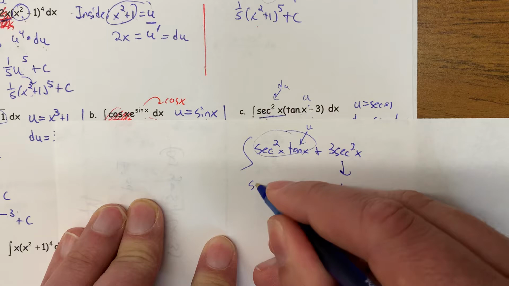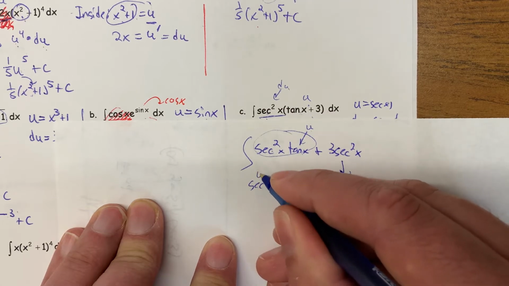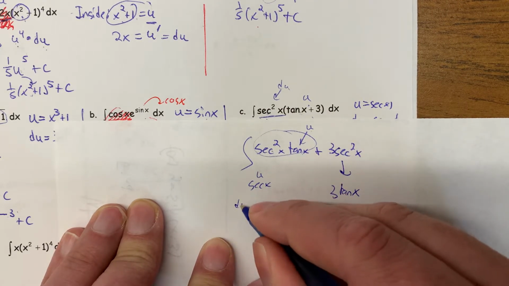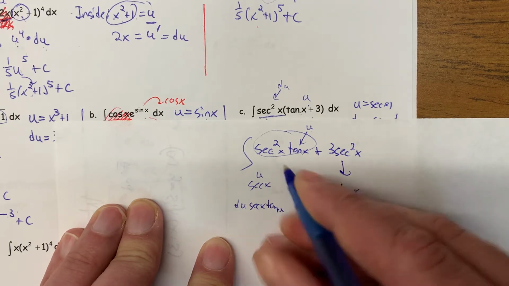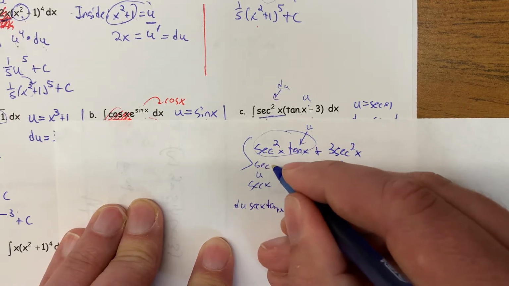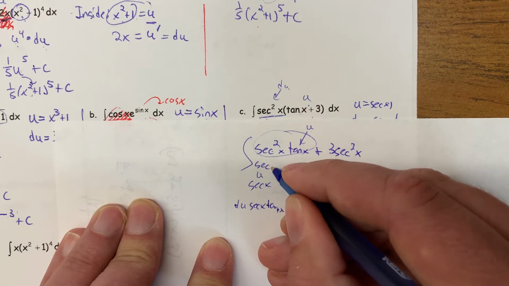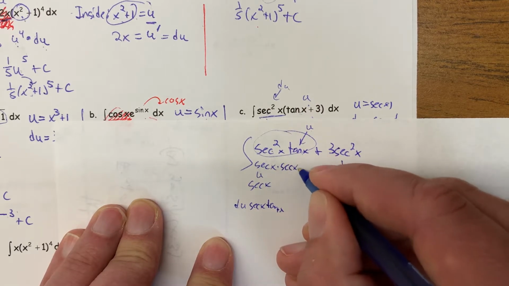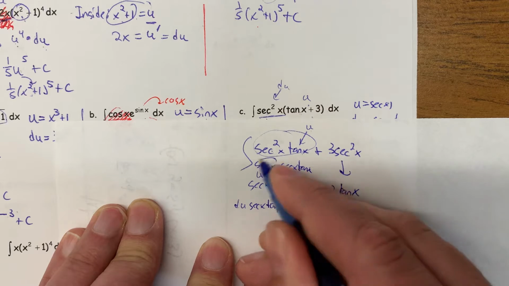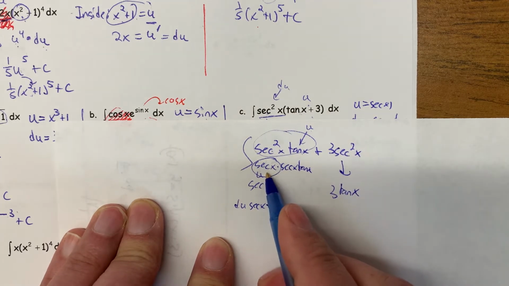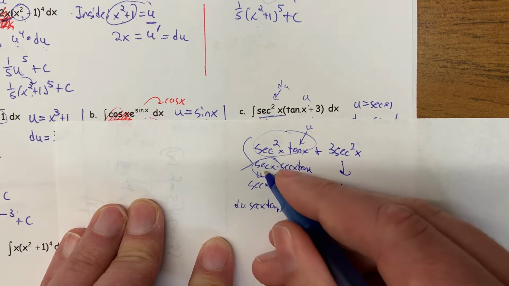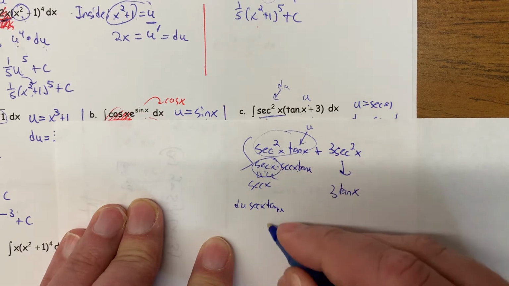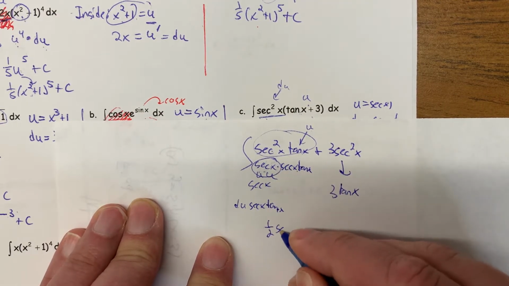Or you could think of secant of x as u, and then du would be secant of x tangent of x. And if you rewrite this, you actually have that. This is secant of x, secant squared is secant of x times secant of x tangent of x. And so this is your u, then this would be your du. And so you can do the integral by saying, hey, this is my u. And so it's going to be 1/2 of u squared.